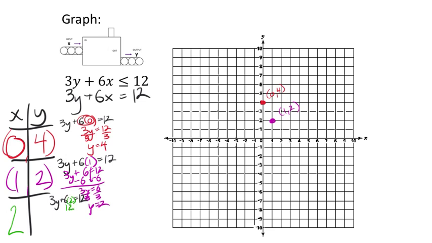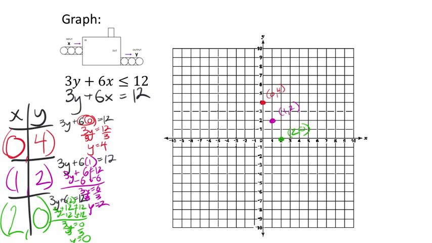So 6 times 2 is 12. This would equal 12. 3y plus 12 equals 12. Solving for y, I'd subtract 12 from both sides. So 3y equals 0. Dividing both sides by 3, we get a y value that's 0. So I now have the ordered pair 2, 0, which I can put on the graph. That's my x-intercept here at 2, 0. And again, you could put more points on the graph if you'd like, but this should do it for us.